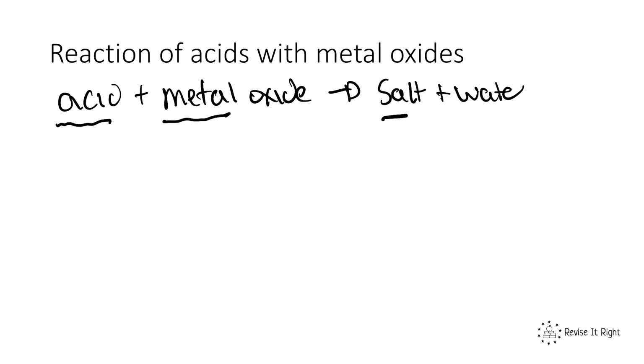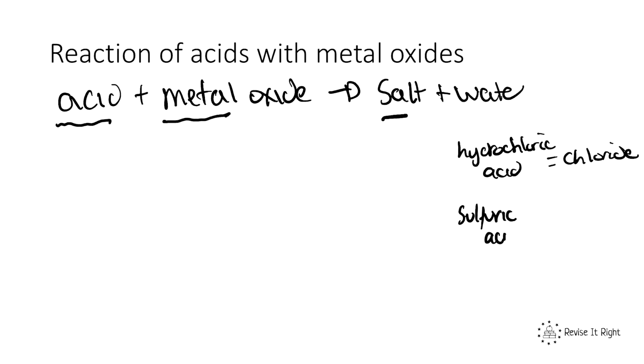There are three acids that we need to remember. If it reacts with hydrochloric acid, it's going to make a metal chloride. If it's sulfuric acid, it's going to make a metal sulfate. And if it's nitric acid, it's going to make a metal nitrate. So let's go through some examples now of what I mean by this.